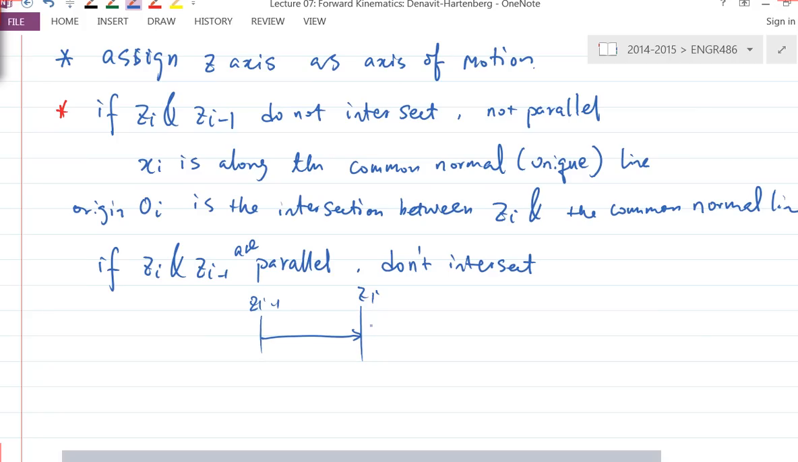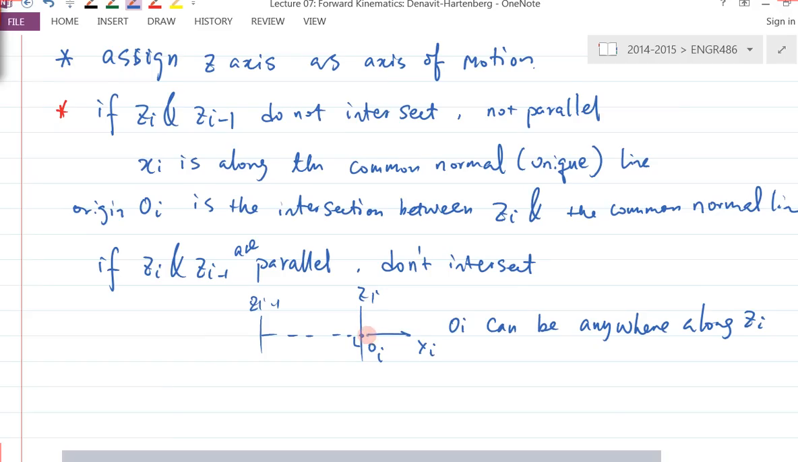So in this case, theoretically, this is going to be your Oi, right? If you draw a common normal line, perpendicular lines between the two, you can pick your Oi anywhere along this Zi axis here. So Oi can be anywhere along the zi. That makes sense, right? And then consequently, once you pick your Oi, then your xi will be simply just like that, okay? Yeah.